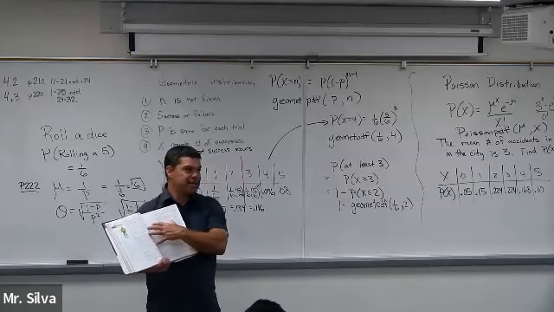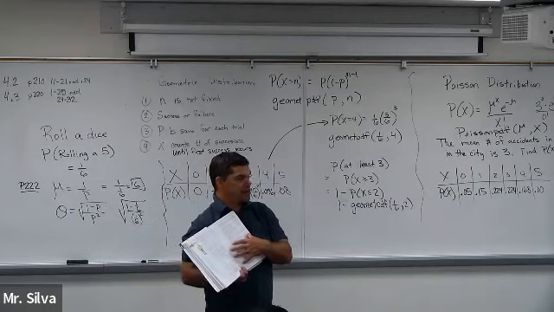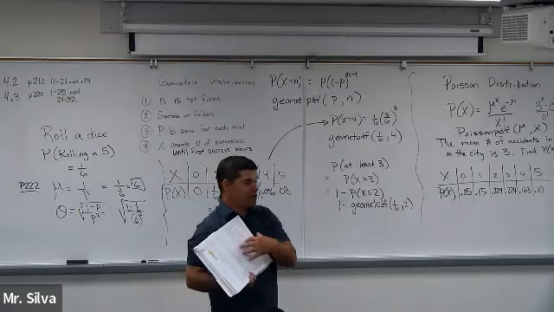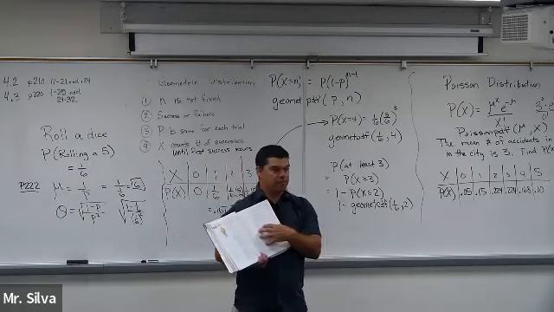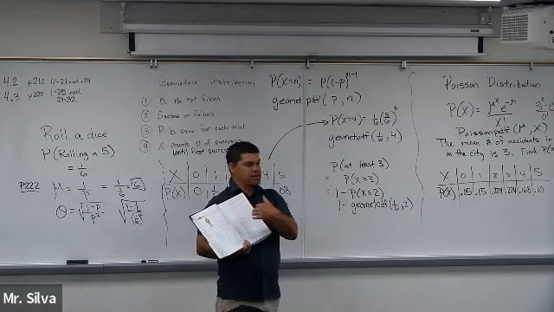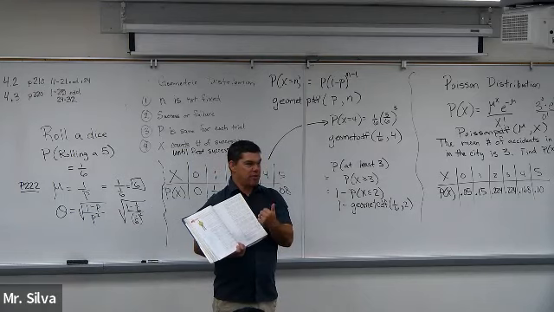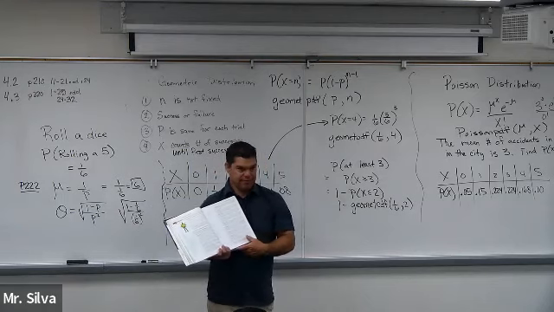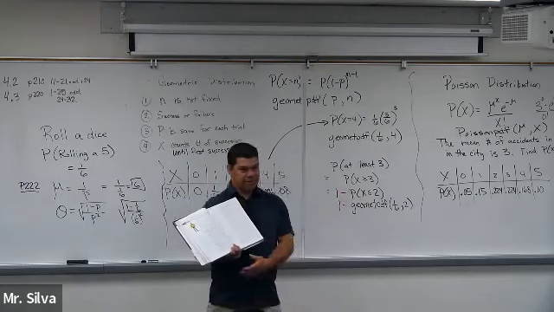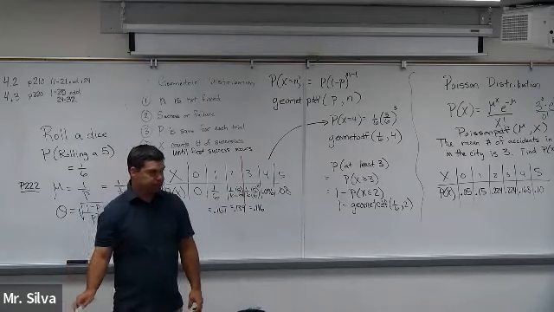The questions are interesting because not all the questions are about geometric or Poisson distribution. There might be a binomial one in there. How do you know the difference? If you're given a proportion or a probability or a percentage, most of the questions come as percentages, then you're going to do a binomial or a geometric distribution. If it gives you a mean, Poisson distribution. Okay? So that's the difference between all of those. Pretty useful.